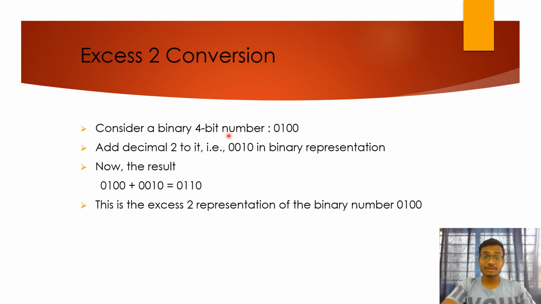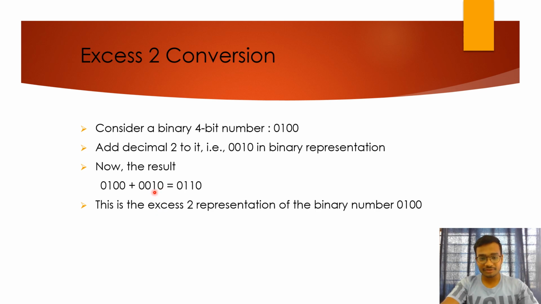So let's see what Excess-2 conversion actually is. Let us consider a 4-bit number, 0100. In decimal, it's 4, right? If we add decimal 2, that is 0010, to this number, what will we get? 0100 is decimal 4, 0010 is decimal 2. If we add them together, we get 6, right? So let us see the binary addition here.